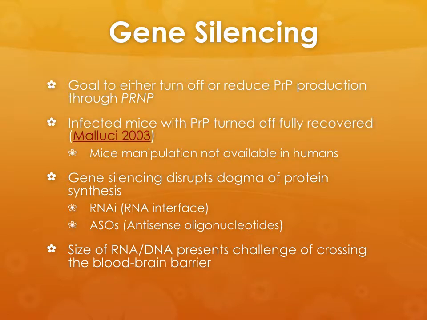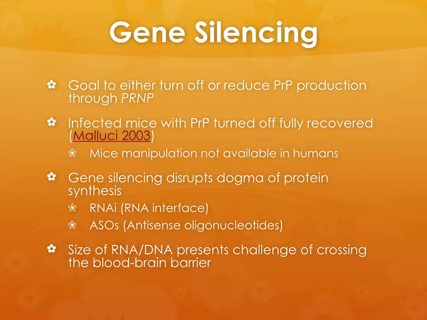Another viable option involves gene silencing. A 2003 study published in the journal Cell, which you can find out more about by clicking here, found that when the prion-producing gene, PRNP, was turned off in cells of mice infected with prion protein, the mice fully recovered, even after the initial infection. Scientists believe that if they can turn off PRNP in humans, they will be able to stop, or at least limit, the production of prion proteins and thus treat the disease.